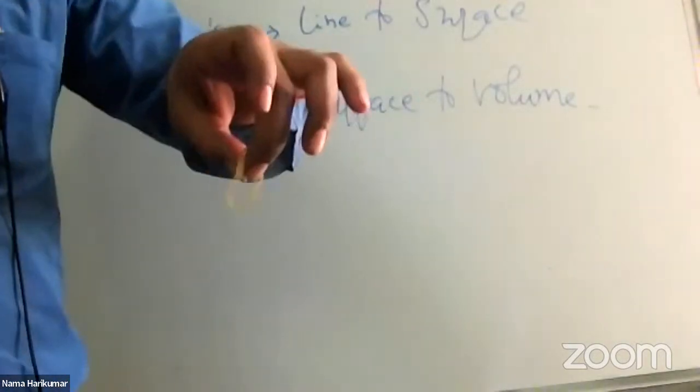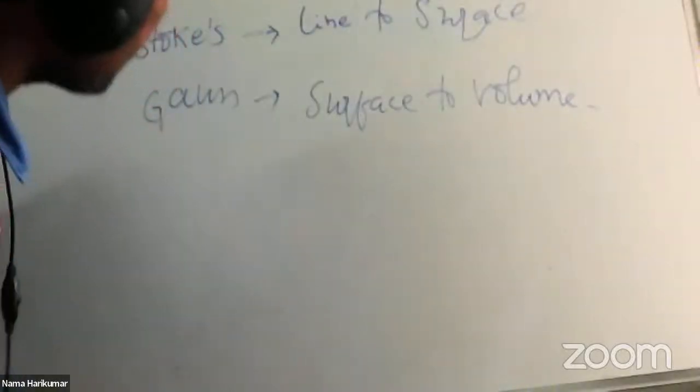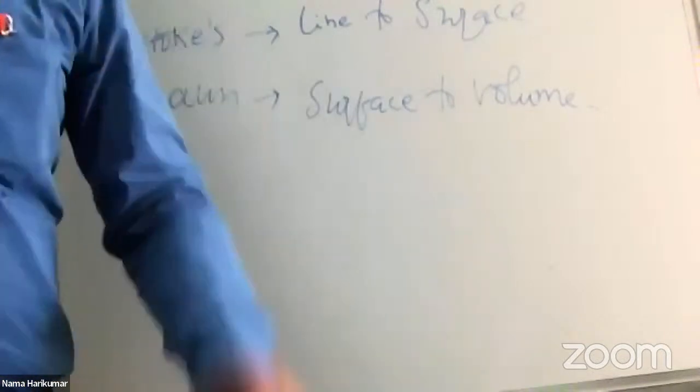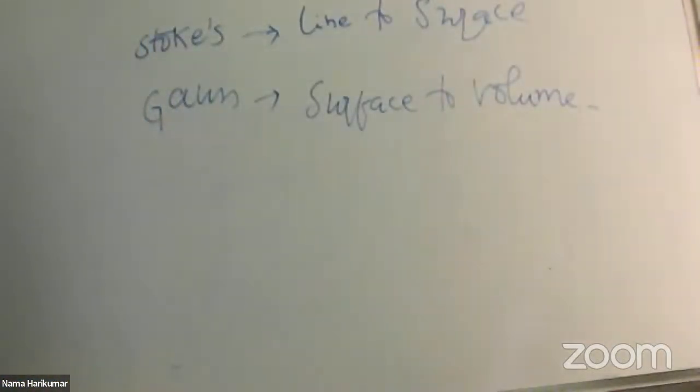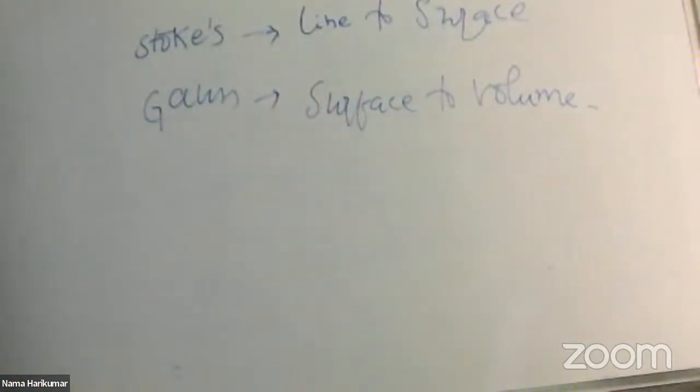Line to surface change, we call it Stokes theorem. Clear? Next one, Gauss theorem: surface to volume. It is possible. Once we state this theorem, the first unit closes. Don't worry about it. So Gauss theorem is surface to volume.